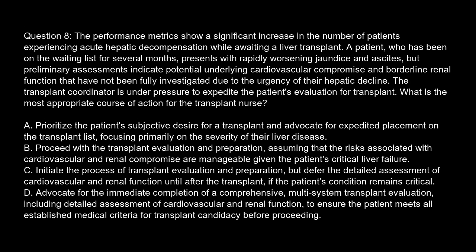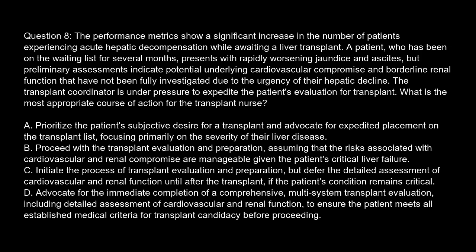Question 8. The performance metrics show a significant increase in the number of patients experiencing acute hepatic decompensation while awaiting a liver transplant. A patient who has been on the waiting list for several months presents with rapidly worsening jaundice and ascites, but preliminary assessments indicate potential underlying cardiovascular compromise and borderline renal function that have not been fully investigated due to the urgency of their hepatic decline. The transplant coordinator is under pressure to expedite the patient's evaluation for transplant. What is the most appropriate course of action for the transplant nurse?